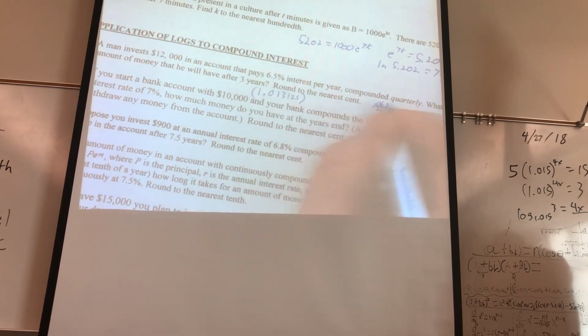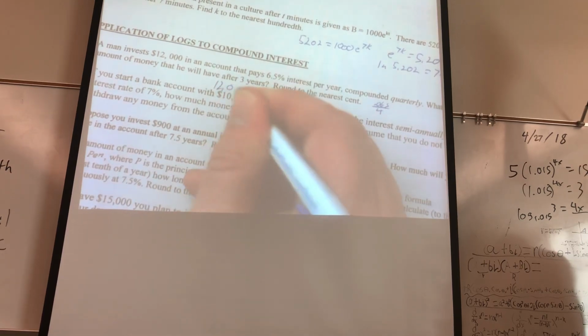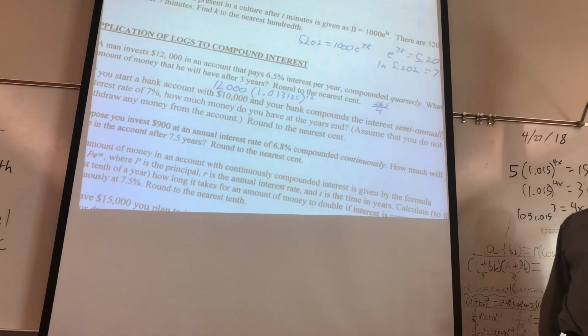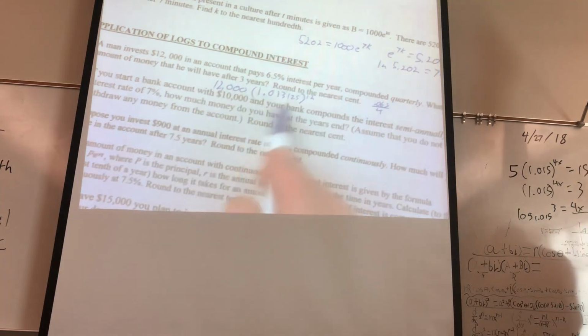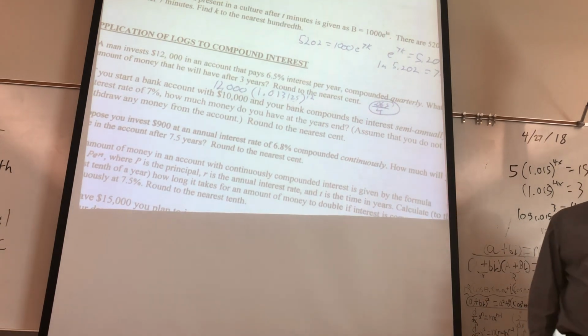If it's 3 years and we're compounding quarterly, that's going to be raised to the 12th, and you put your 12,000 out in front of that. There's my setup. I find my answer. Now don't trust what you get from putting this in. Actually divide your 0.065 by 4, but you get the idea.